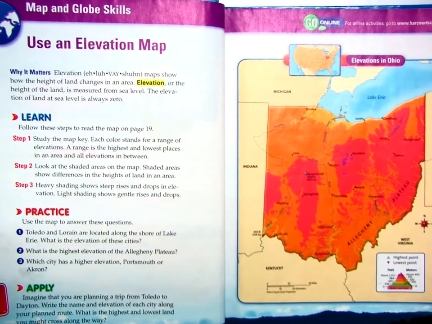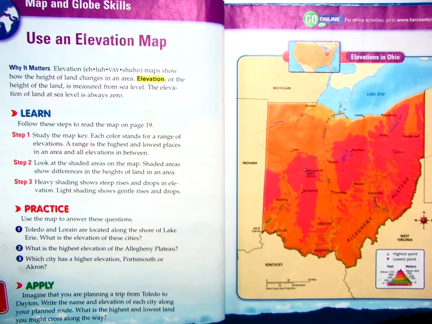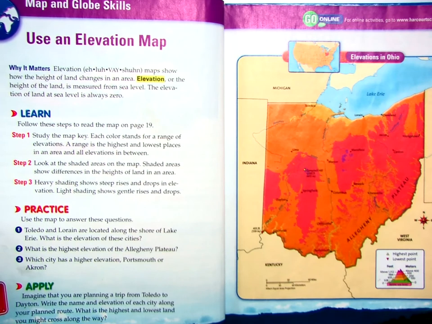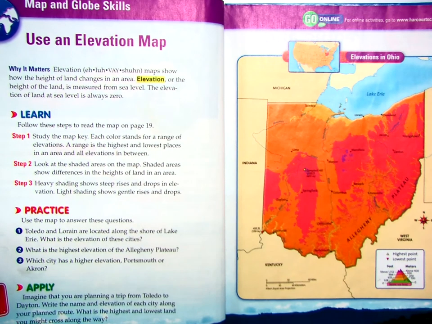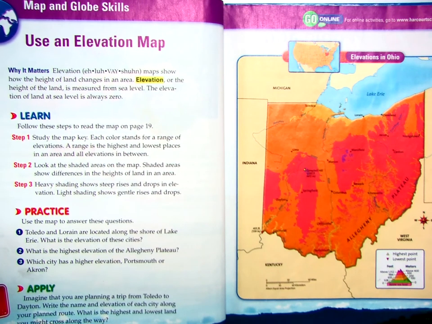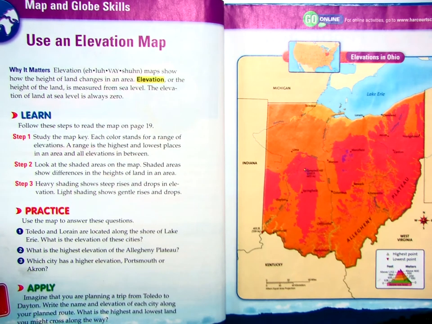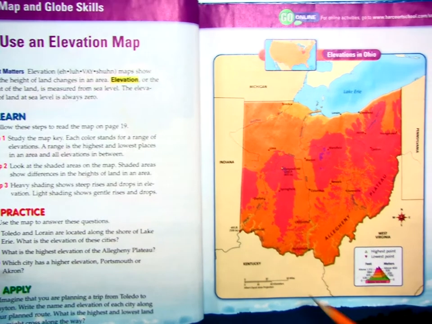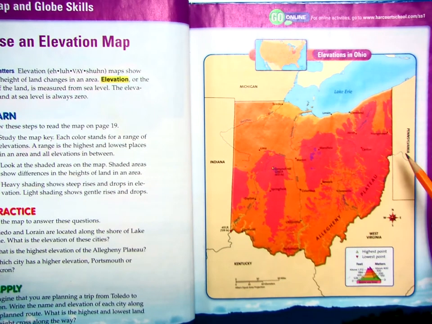This is another kind of map that we've only talked about a little bit. This is an elevation map. Elevation maps show how the height of land changes in an area. Elevation, or the height of the land, is measured from sea level. The elevation of the land at sea level is always 0. Here's an elevation map of Ohio.